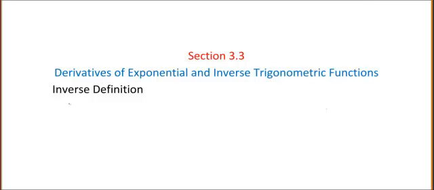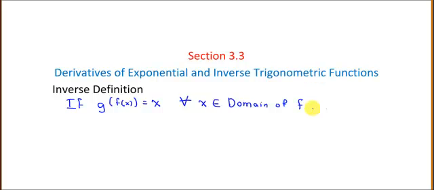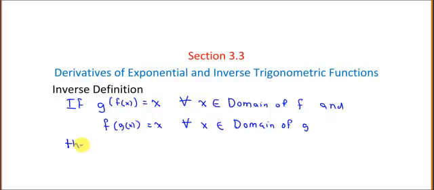We would say that if g evaluated at f of x is equal to x, and this symbol just means for all x in the, you can think of this as an element of the domain of f, and f evaluated at g of x is equal to x for all x in the domain of g, then f and g are inverses.